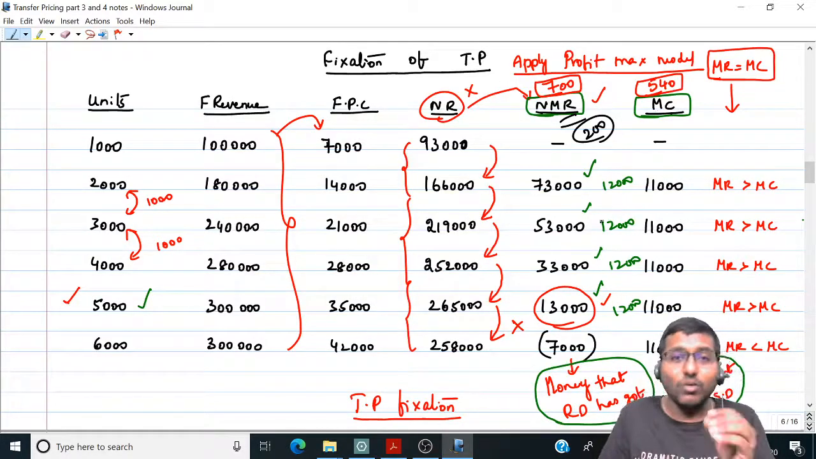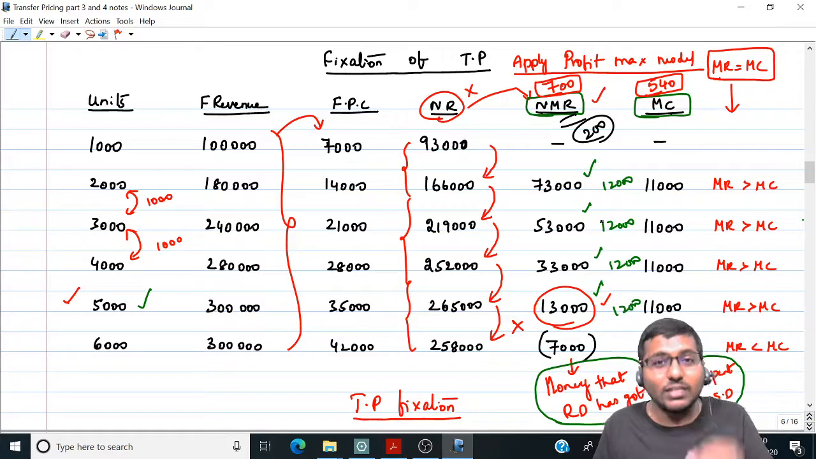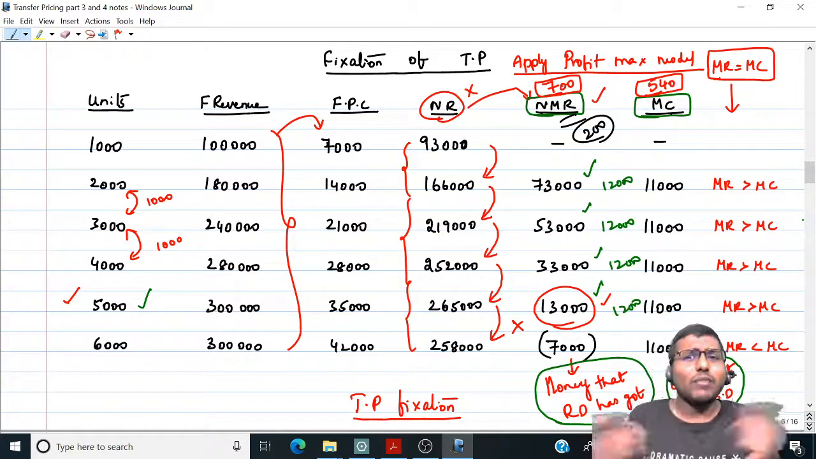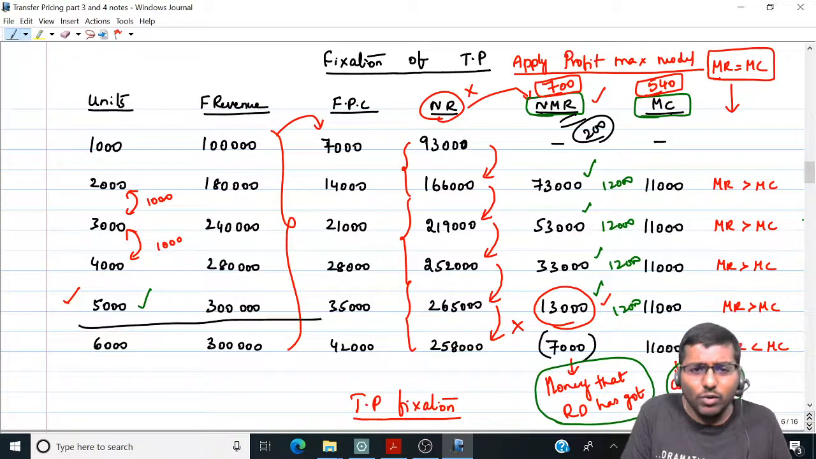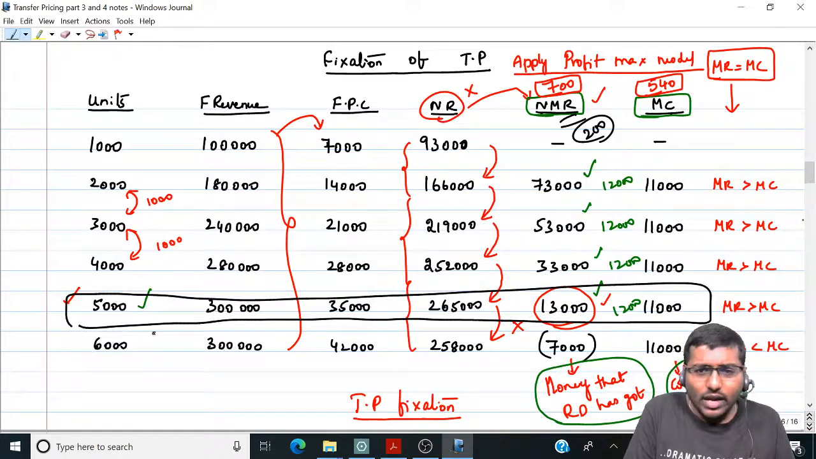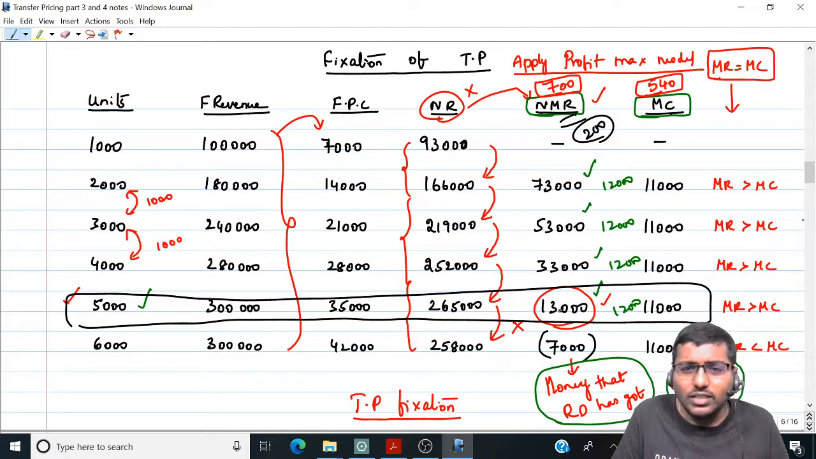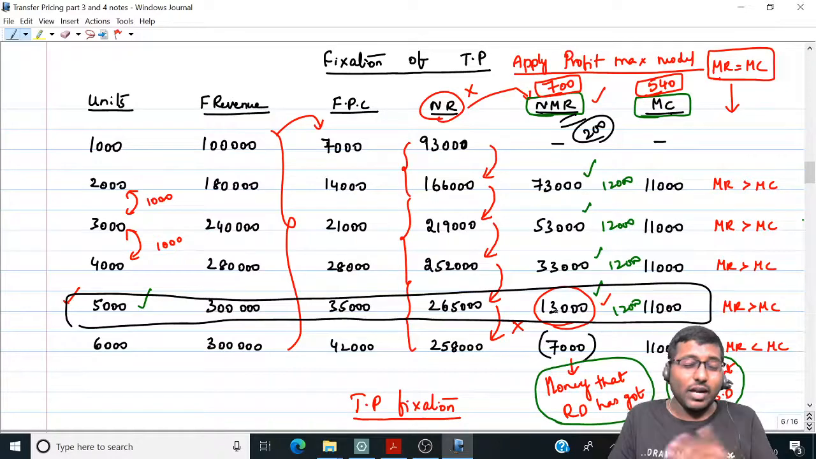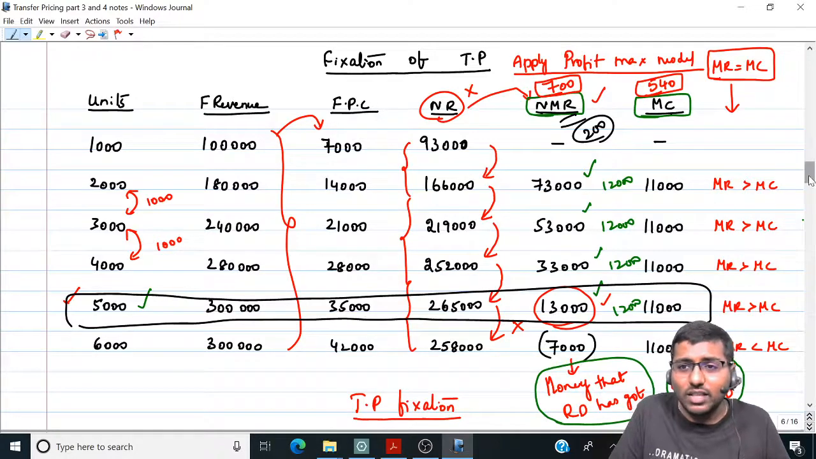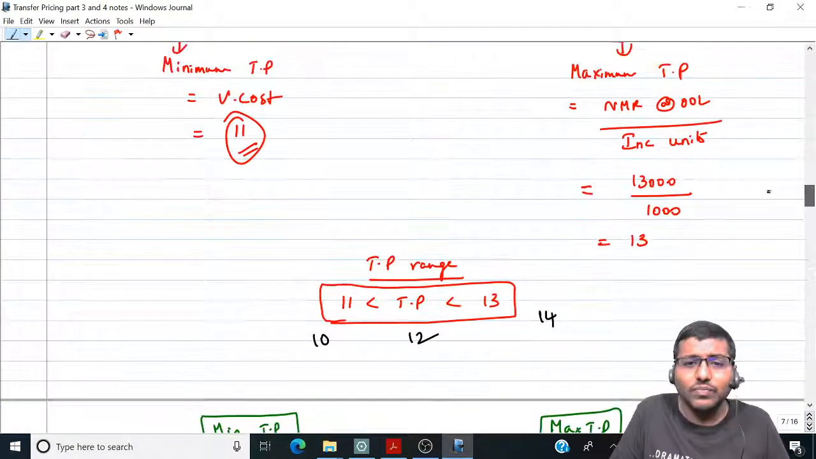MC is nothing but the 150 rupees, the cost that has been spent by the supplying division. Obviously it will be between them only, na. You need to find out the optimum output level, and this is the cost, 11 rupees, and this is the price, I mean, the money that the receiving division possesses, 13. So the answer is 11 is less than TP is less than 13.